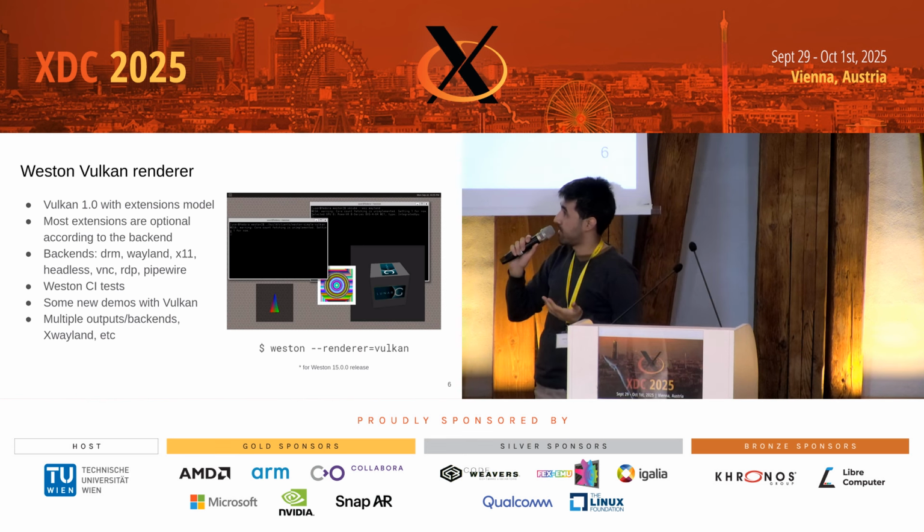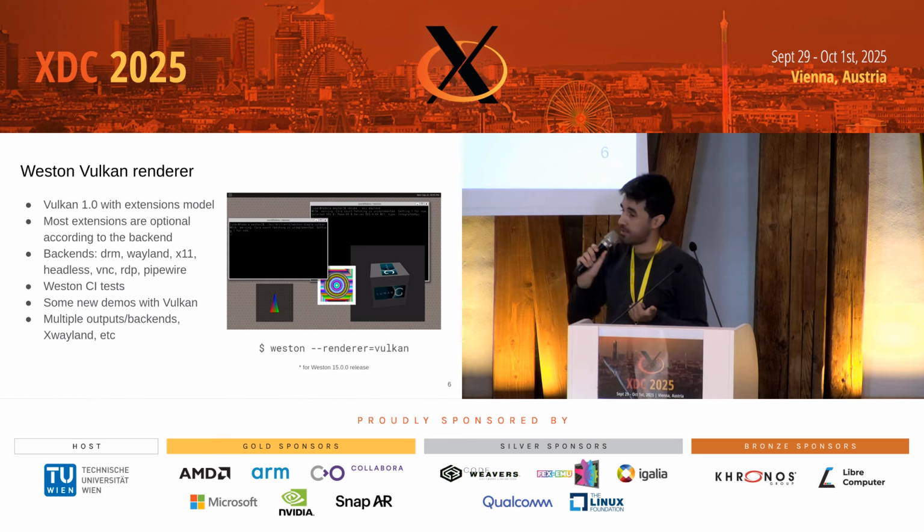Some additional things that went with it: the Weston CI test. Weston has some pretty cool CI that runs a bunch of Wayland tests at every merge request. And from even the initial implementation, I already added support for all those tests to run with the Vulkan renderer. So it's CI from day one, basically. So that was pretty cool.